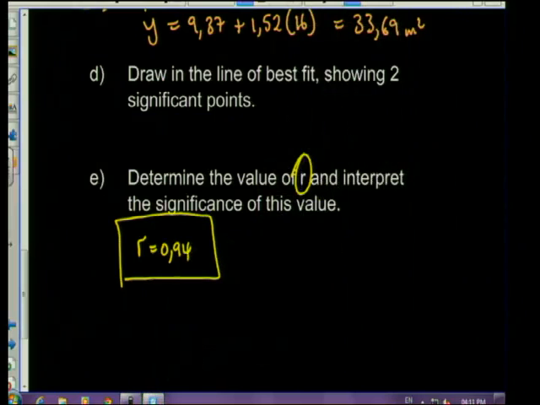Now, this is very important. Think of this as a percentage. Okay? If r was 1, that would be 100% accurate. So when r is 0.94, that's saying to me it's 94% accurate. Think, if you were getting 94% in your matric exam, you'd be fairly chuffed. So 94% is a very strong correlation.